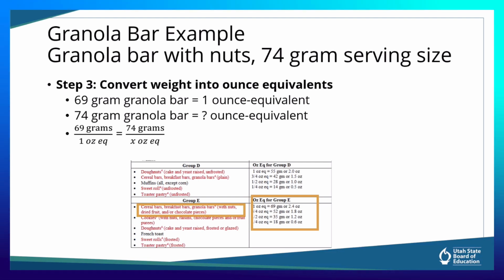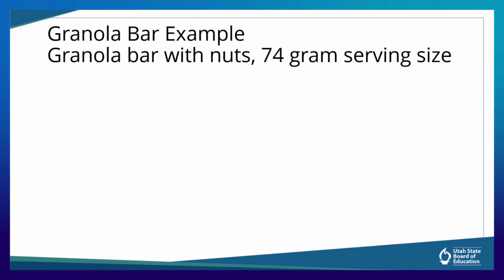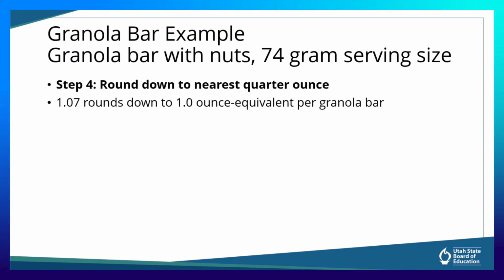We know that 69 grams is equal to 1 ounce equivalent. We want to figure out how many ounce equivalents 74 grams is equal to. We multiply 74 times 1, divide by 69, and cancel the grams. This leaves us with 1.07 ounce equivalents. Our final step is to round down to the nearest quarter ounce, which is 1. This means a 74 gram granola bar with nuts credits as 1 ounce equivalent of grain in the meal pattern.